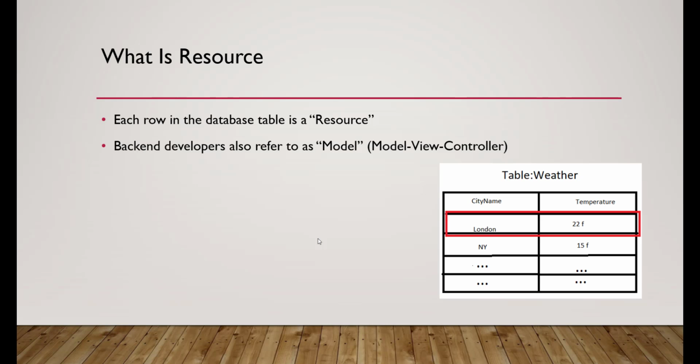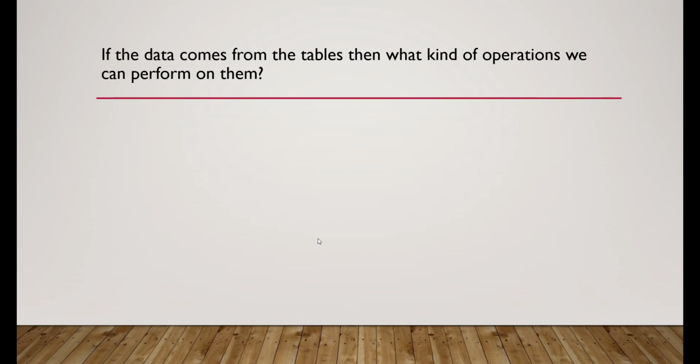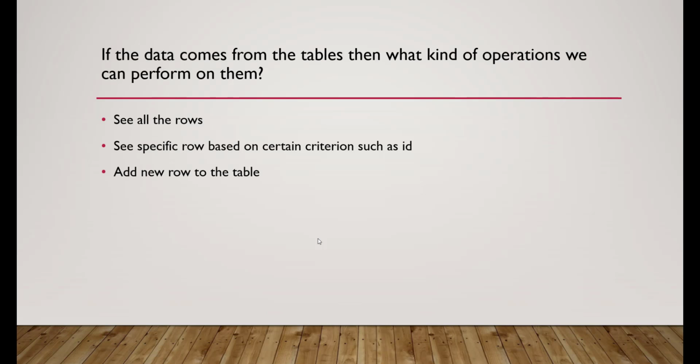Backend developers usually refer to it as model as well. Now, if the data comes from a database table, what kind of operations can we perform on them? Well, we can request to get all the resources or all the rows from the database table, or we can request a specific row or resource based on certain criteria, such as ID. We can add a new row in the table. We can update some data already present in one of the rows, or we can delete a specific row. So these are all the different types of operations that we can perform on database tables.